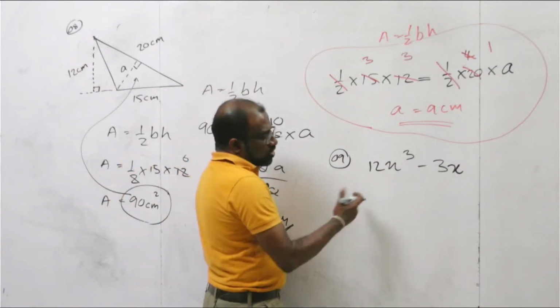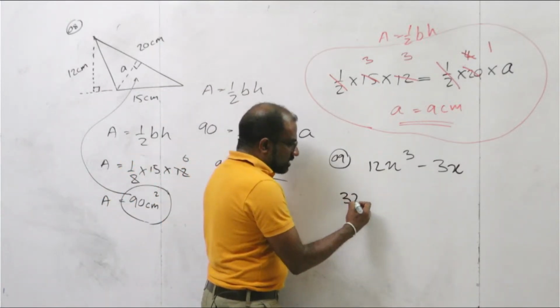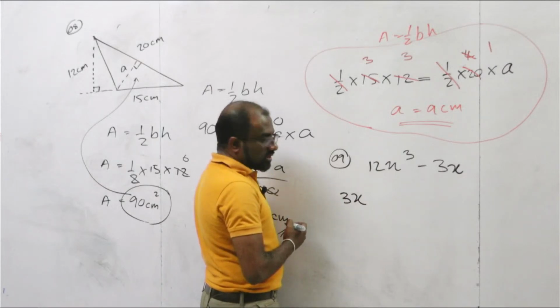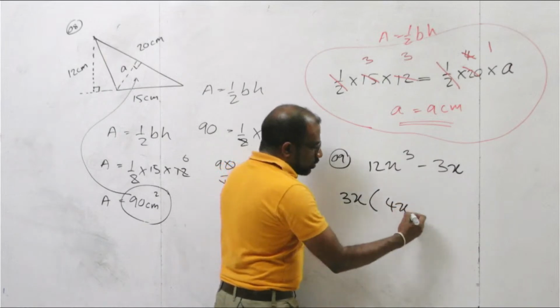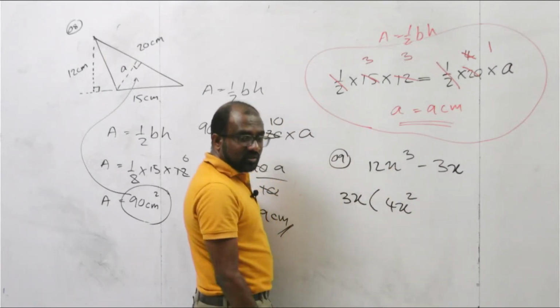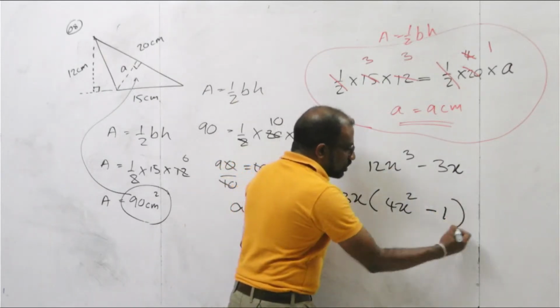Right. Now what's the common factor? Still you can take 3x out. Right. 3x can be taken out. Then what? 3 times 4, 12. X into x squared, x cubed, x to the power 3 minus 3x into 1, 3x.